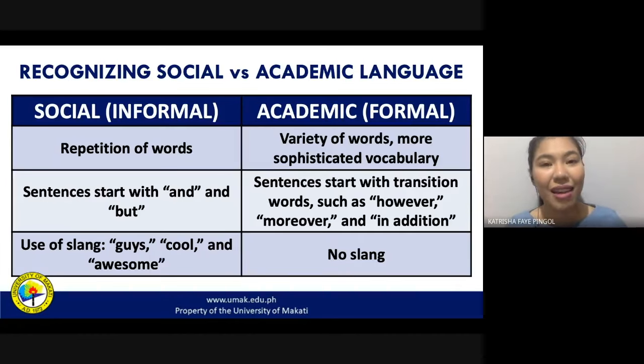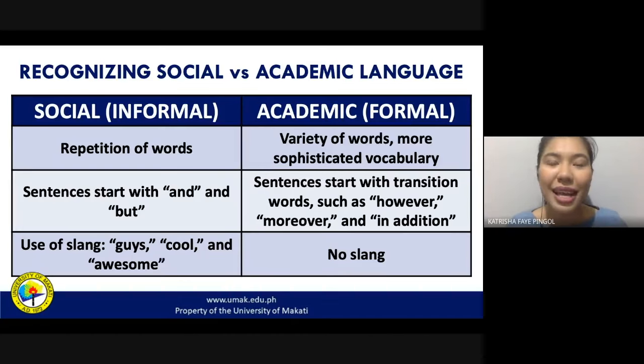Unlike in informal language, slang is actually not allowed in academic or formal language. Instead of slang, more often than not, academic or formal language uses jargon, like what I have mentioned in our first lesson. So jargons are terms that are specific to a particular field or used in a specific field.